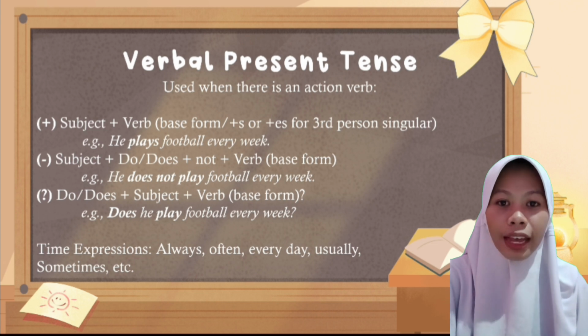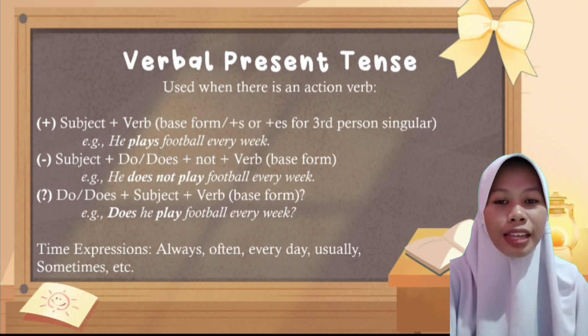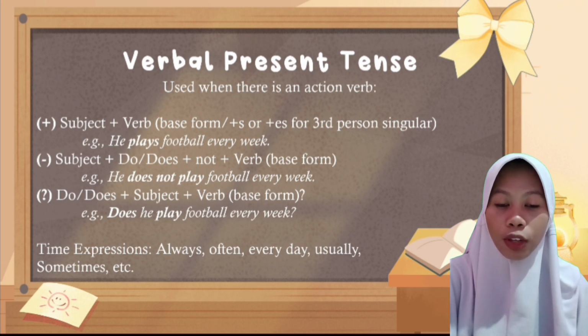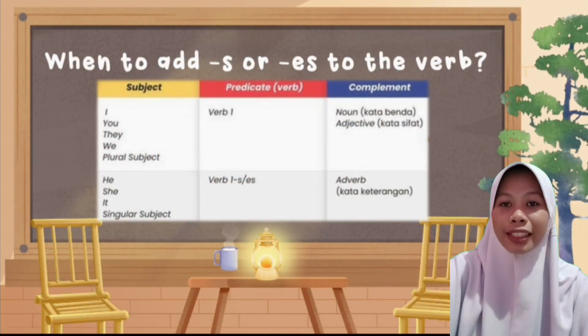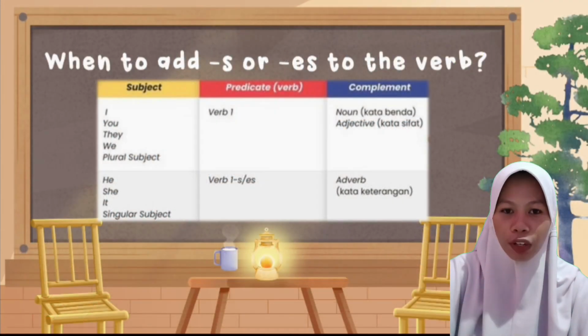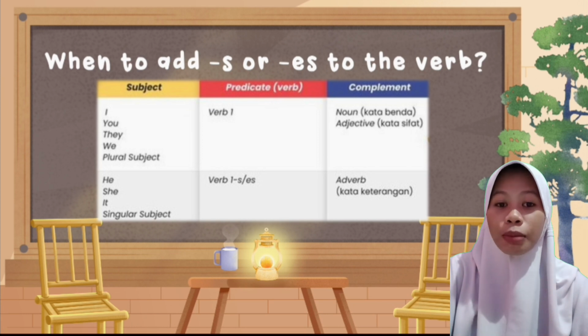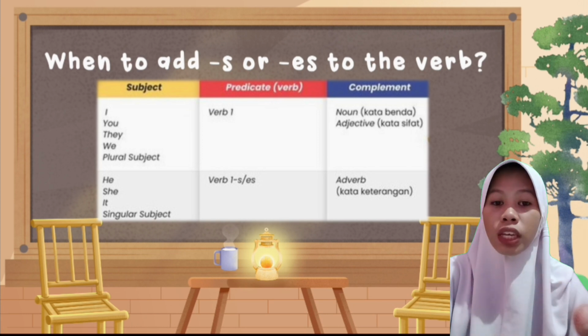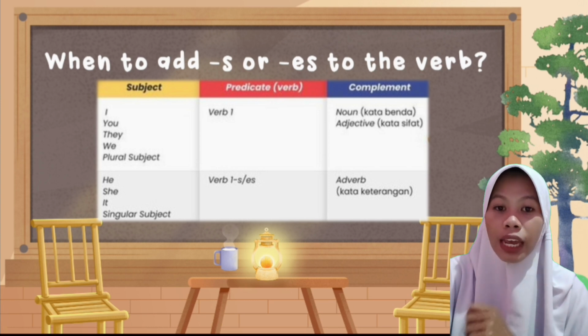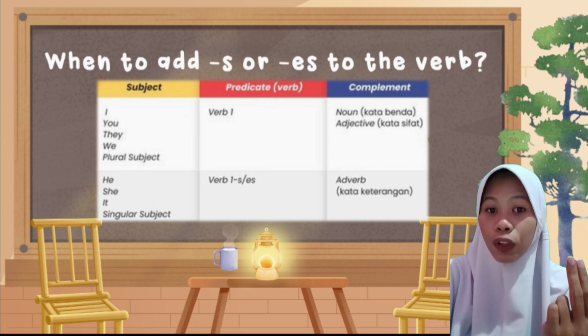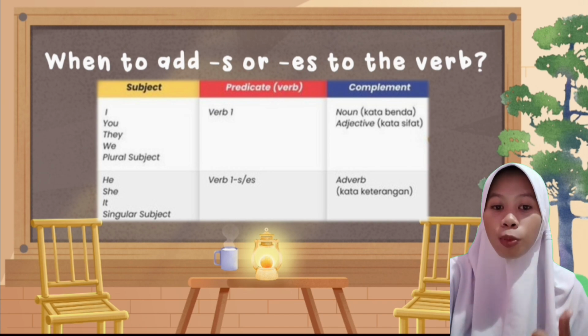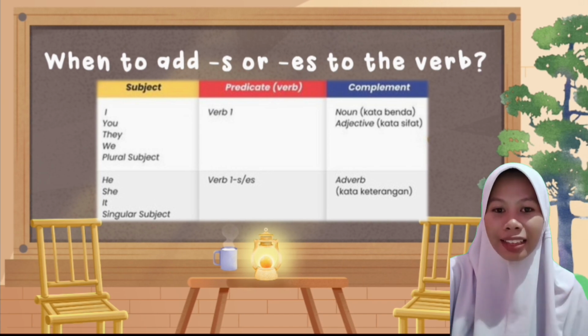We also use time expressions like always, often, every day, usually, and sometimes with this tense. When to add s or es to the verb? For subject I, you, they, we, and plural subject, we use verb 1. For subject he, she, it, or singular subject, we use verb 1 plus s or es.